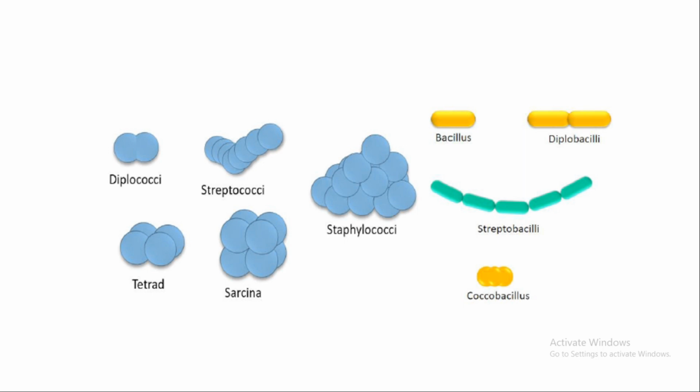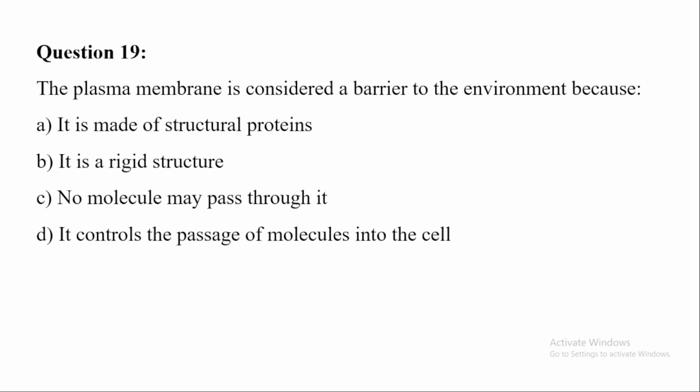Then moving to question number 19, plasma membrane is considered a barrier to the environment because it is made of structural proteins, it is a rigid structure, no molecules may pass through it, or it controls the passage of the molecules into the cell. So, plasma membrane is considered a barrier to the environment because it controls the passage of the molecules into the cell.